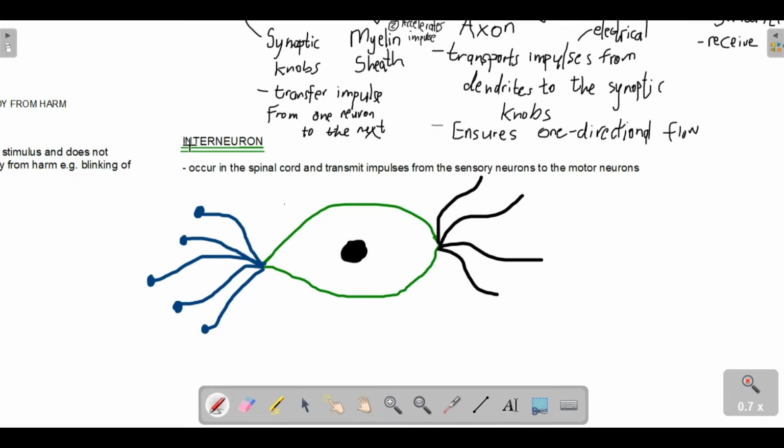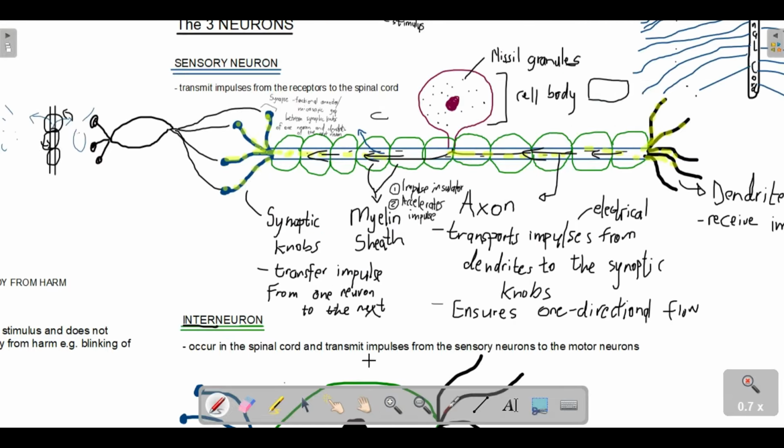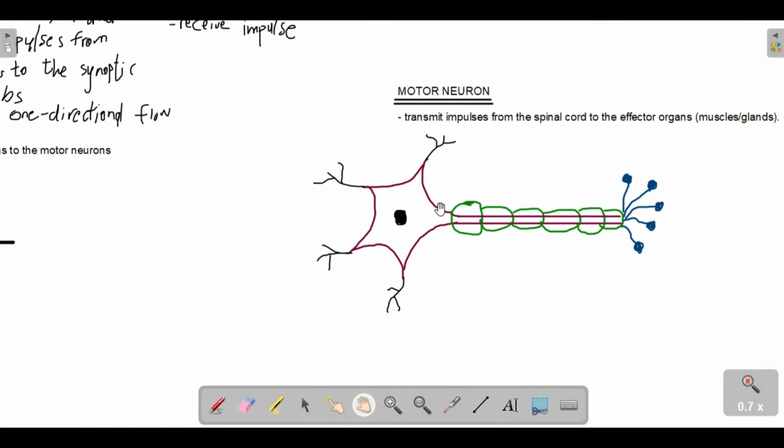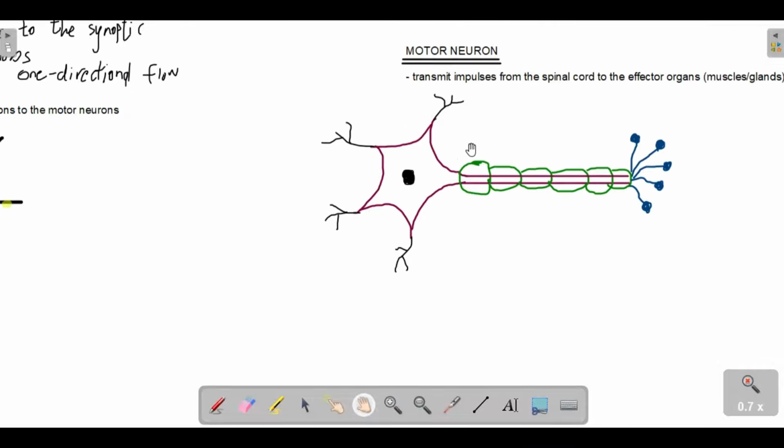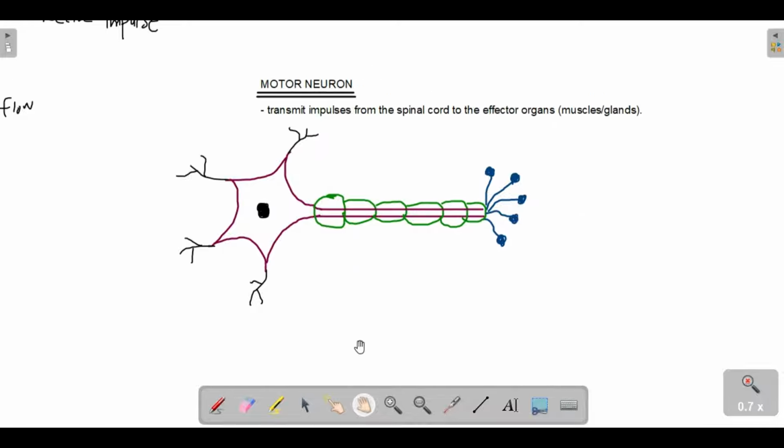Remember, inter means in between. It's actually in between two neurons, so it's between the sensory neuron and the last neuron, which is the motor neuron. The interneuron will receive the impulse with its dendrites, and it will transfer this impulse through its synaptic knobs. The next neuron standing in line will receive the nerve impulse from the interneuron with its own dendrites. The next neuron in line is your motor neuron.